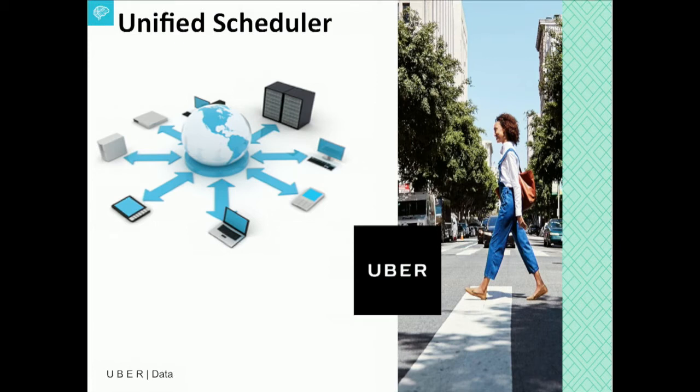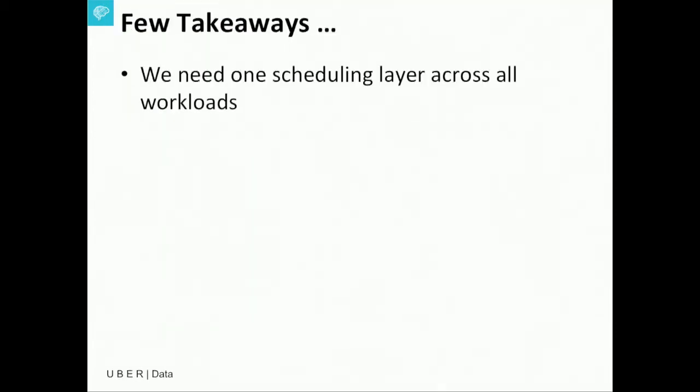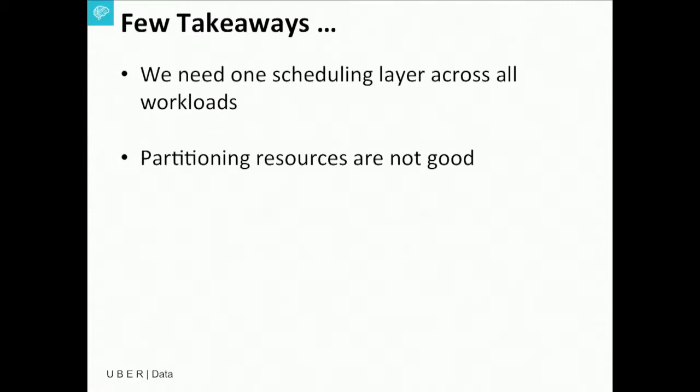So what we need is a unified scheduler which can handle all kinds of workloads and do all these scheduling primitives better, which is oversubscription, global policies, priorities, preemptions, and other primitives too, right? So we need one scheduling layer across all workloads.